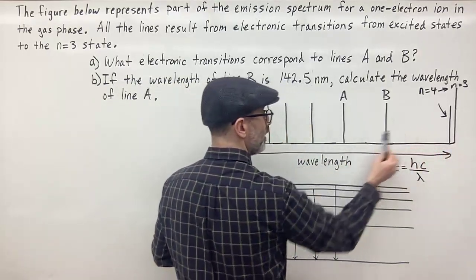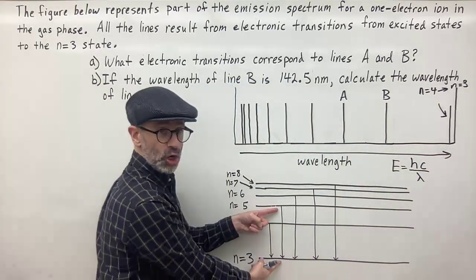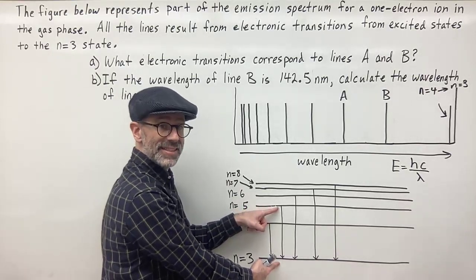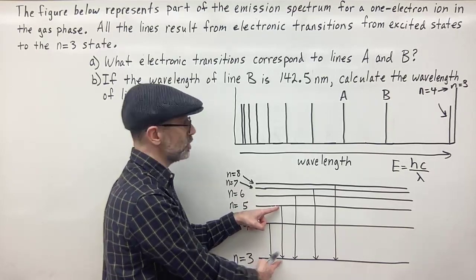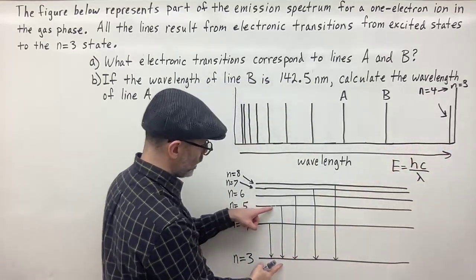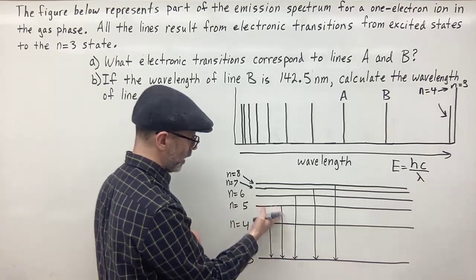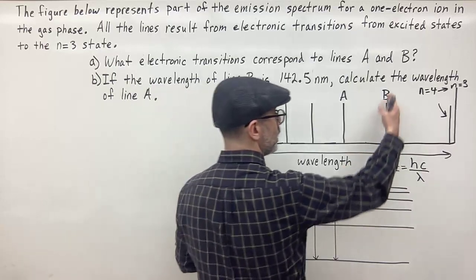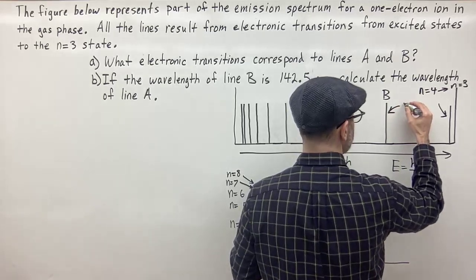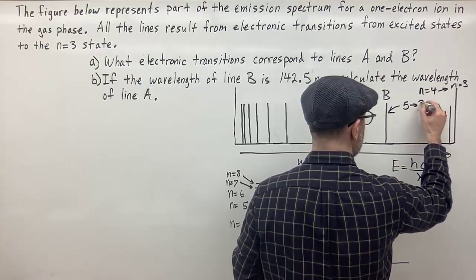So going this way, the next line is B. So that has to correspond to the next transition that's larger in energy. This has the next largest gap, so that must correspond to the next line in the emission spectrum. Going this way to smaller wavelengths, I go to the next larger energy gap. So this is the energy lost from 5 to 3, and that's going to correspond to this band here. So then B has to be from n equals 5 to n equals 3.